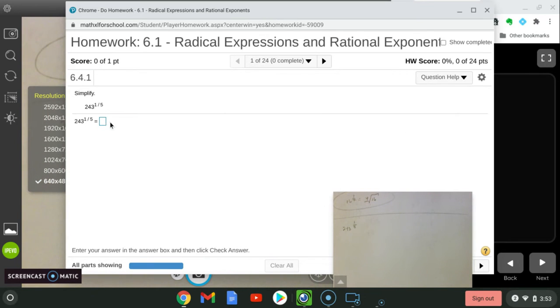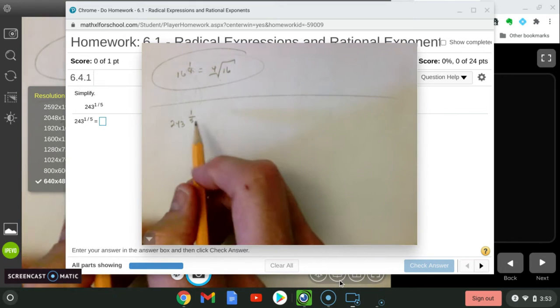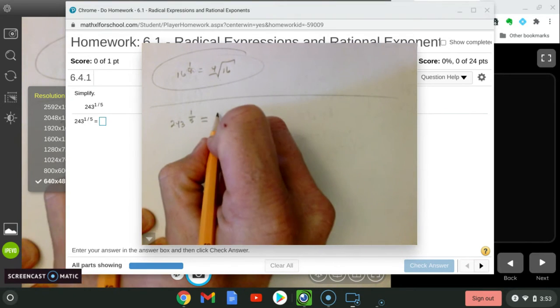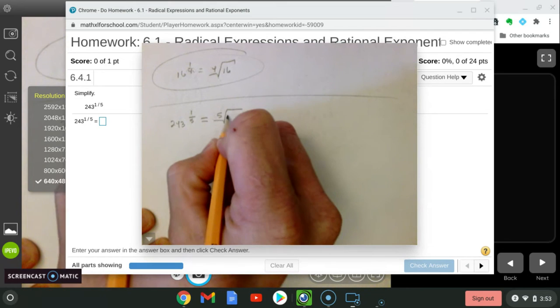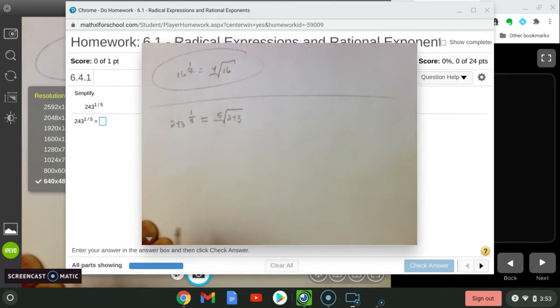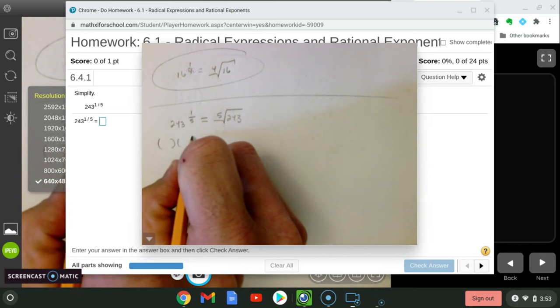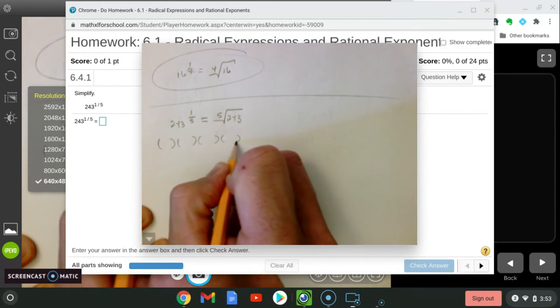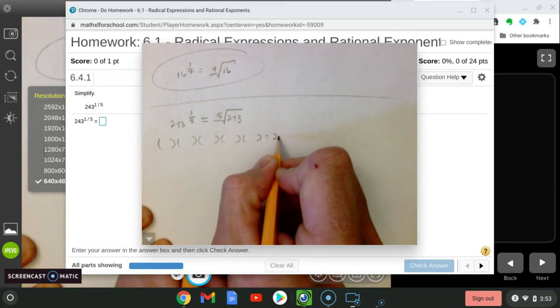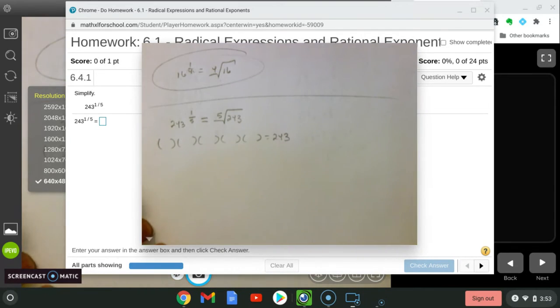So here was one of the examples that we had. 243 to the 1/5 power. Remember, what this is really saying is, what is the fifth root of 243? Another way to ask that is, what value can I multiply by itself 5 times that equals 243?